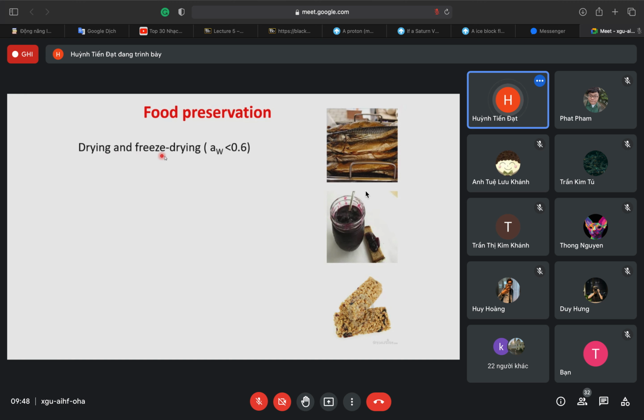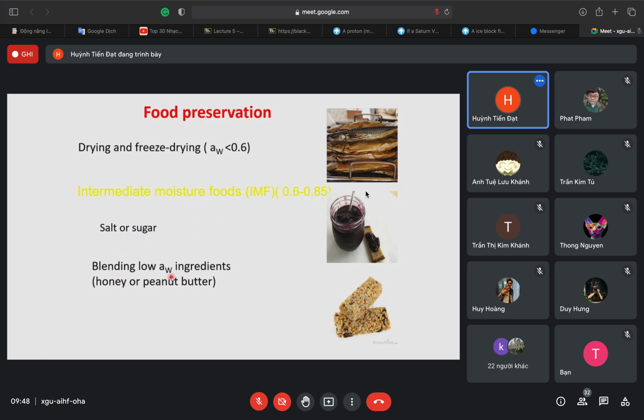So drying and freeze drying, they get the water activity less than 0.6. That's nice for preservation. Okay. So intermediate moisture means that the food contains a certain amount of moisture. So they get 0.6 to 0.85. We have the salt or sugar.